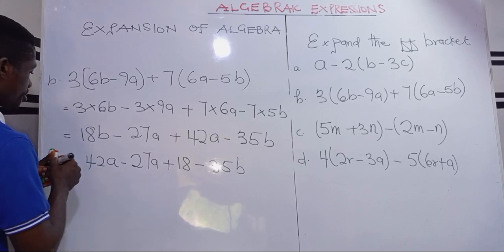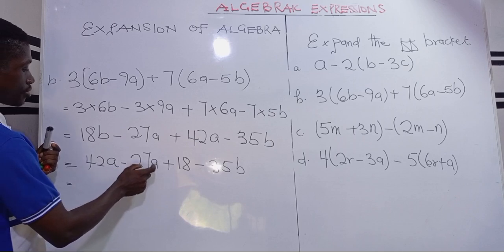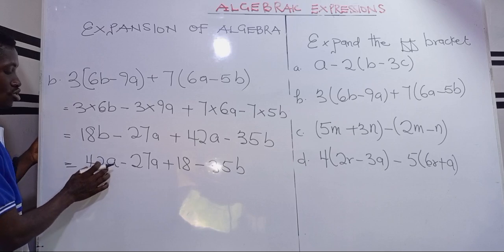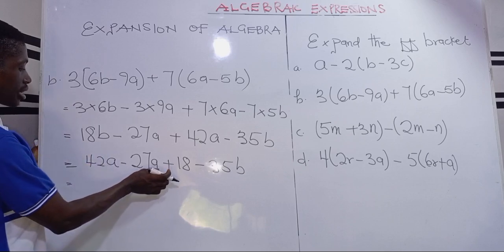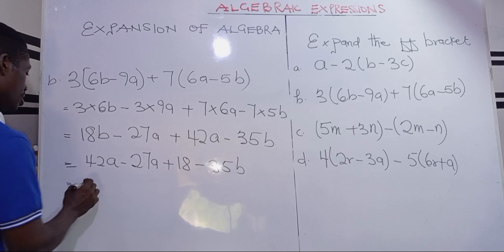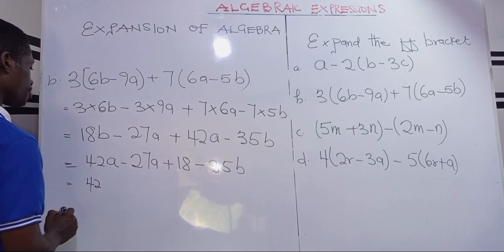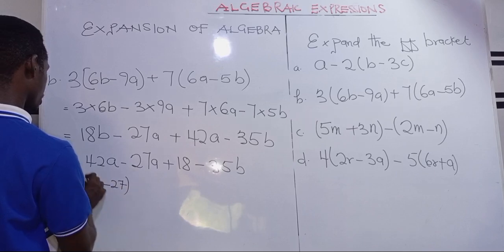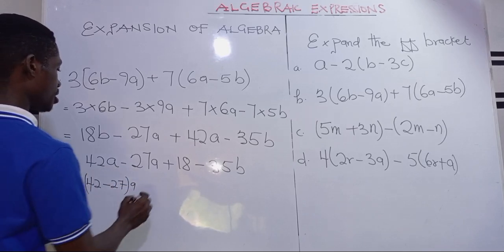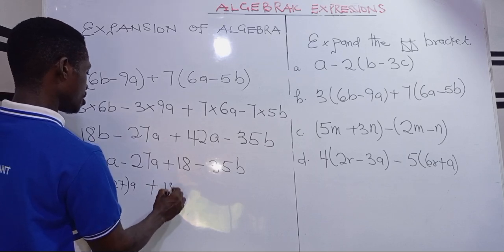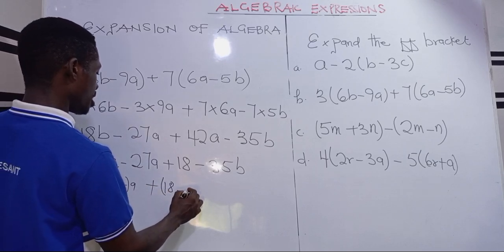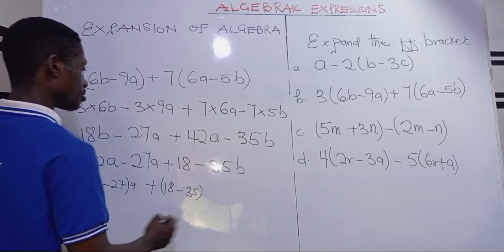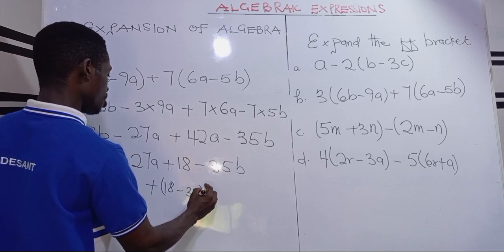So what we are going to do is that we have 42a minus 27a. We are going to group the numbers together, we subtract them, and then we attach one of the variables to it. So we are going to get 42 minus what? 27. We attach one of the variables to it. And then we have 18 minus what? 35. And we attach one of the variables.